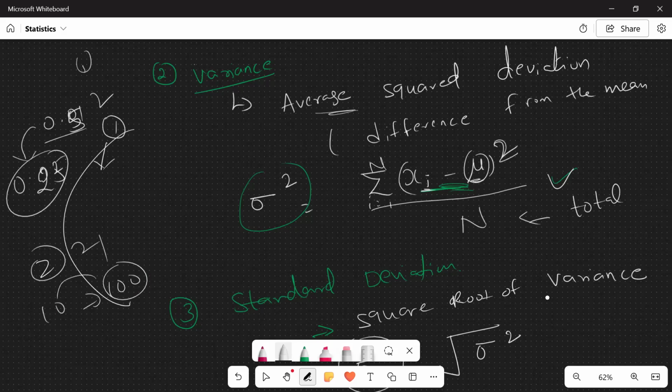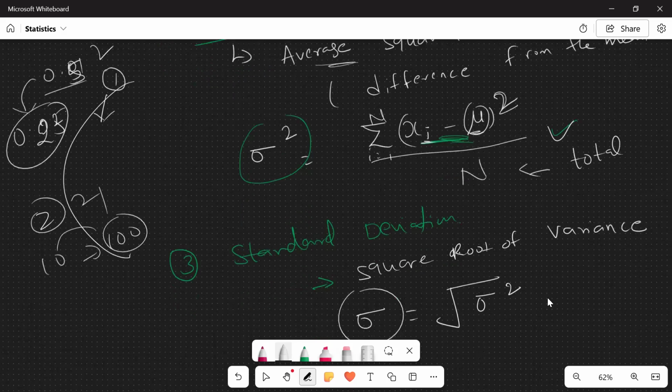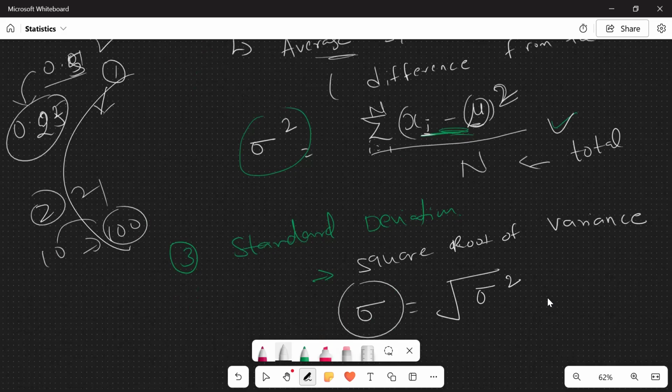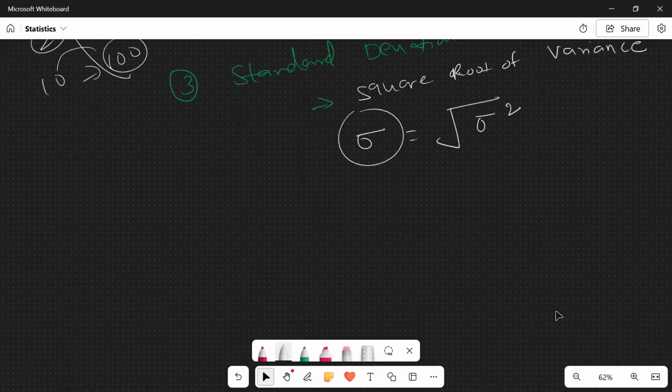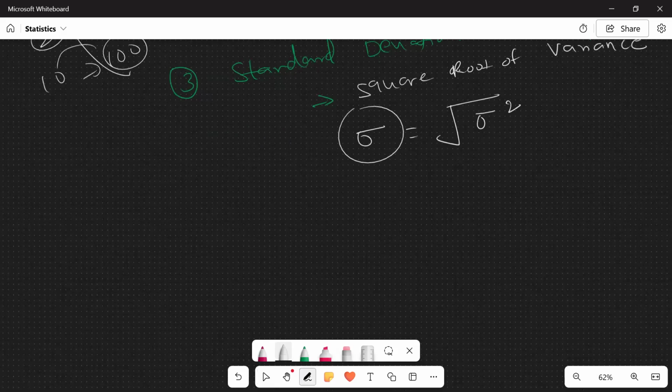So that's the reason that instead of using the variance for showing the deviation of your data points, the good practice is the standard deviation. Standard deviation is very simple: you apply the square root on top of your variance.